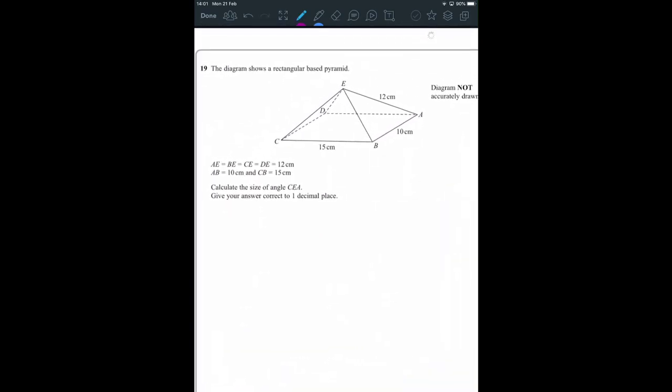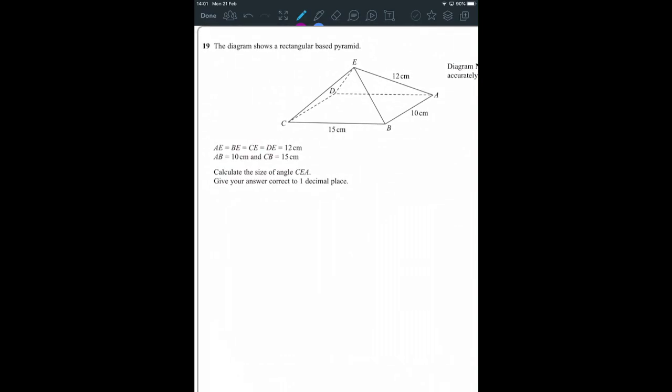Question 19 appears to be our 3D trig question. We have a rectangular based pyramid. We have the slanted sides are all 12, 15 and 10 on the base. I want the angle CEA.